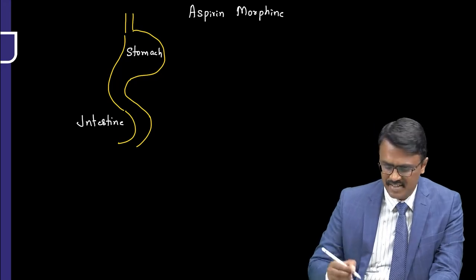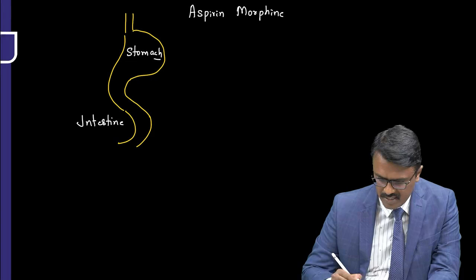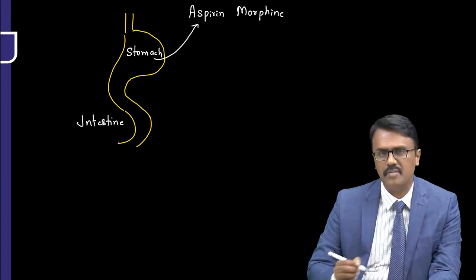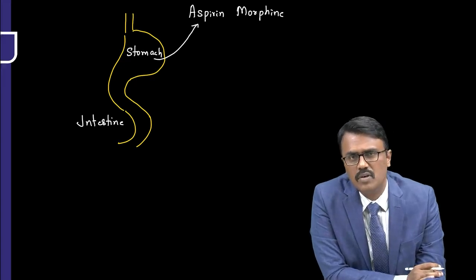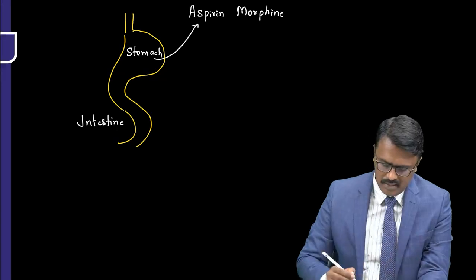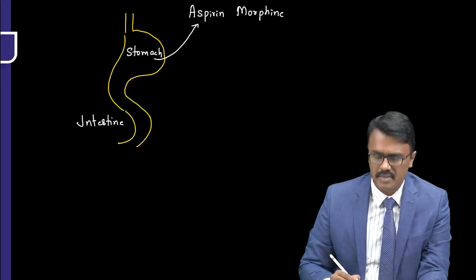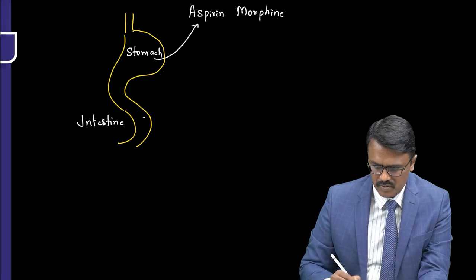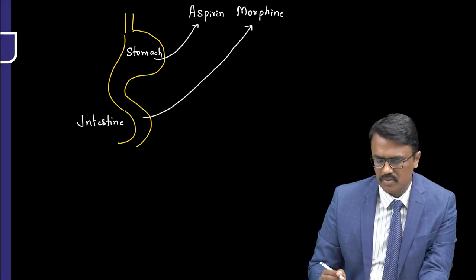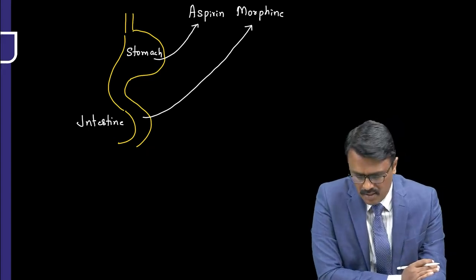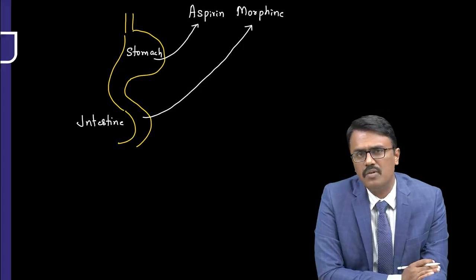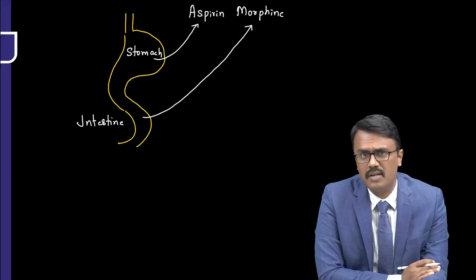If you are thinking aspirin is absorbed from the stomach, you are right, because the pH in the stomach is acidic. Aspirin is an acidic drug, so it is absorbed there. The pH of the intestine is slightly basic, and the drug morphine is basic, so they become lipid soluble and easily absorbed. So this is the application. Aspirin is absorbed from stomach and morphine from intestine. You know the basics for that.